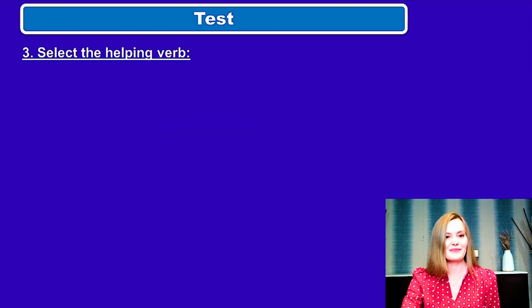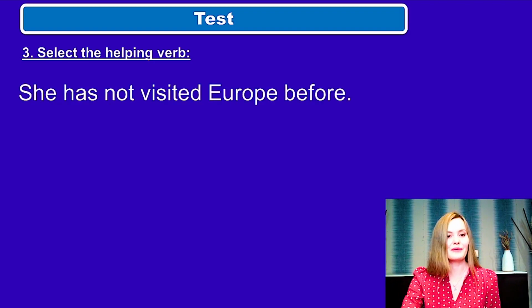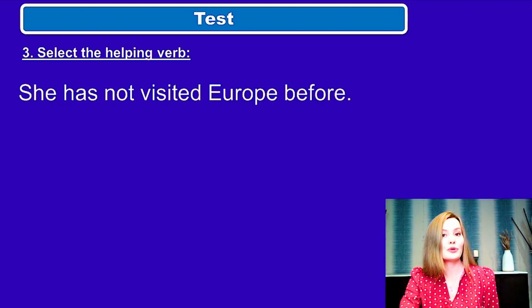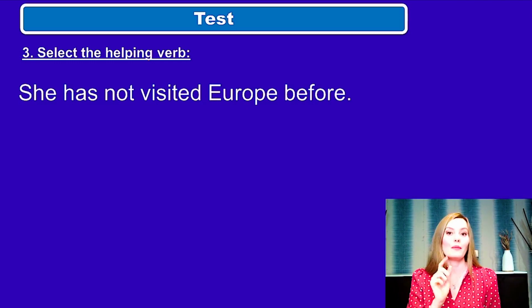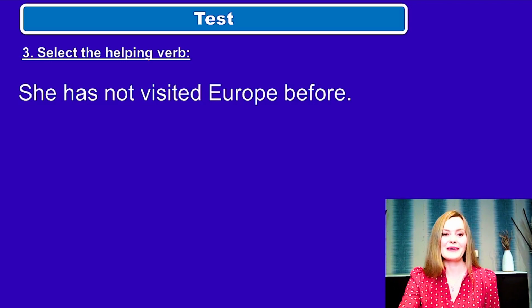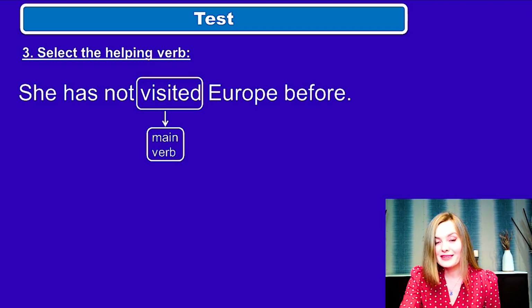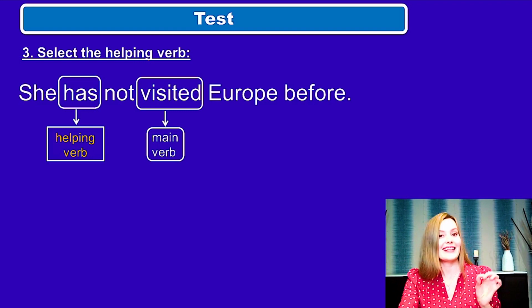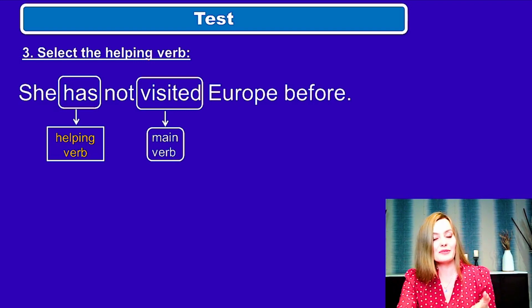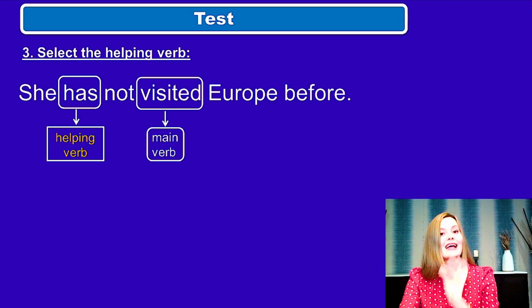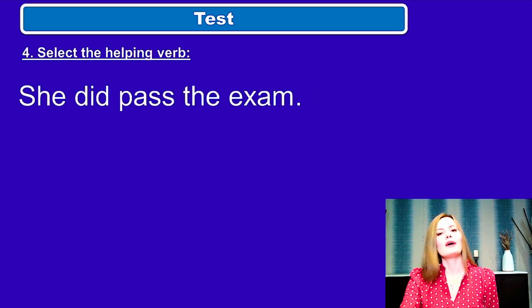Let's keep going. Again, select the helping verb. She has not visited Europe before. Pause the video and find the helping verb. Of course, you are right. So the main verb is visited. And what is the helping verb? Of course, has. This verb not only helps us to build the present perfect tense, but also it shows the negation. It helps us to make a negative sentence. Has not.